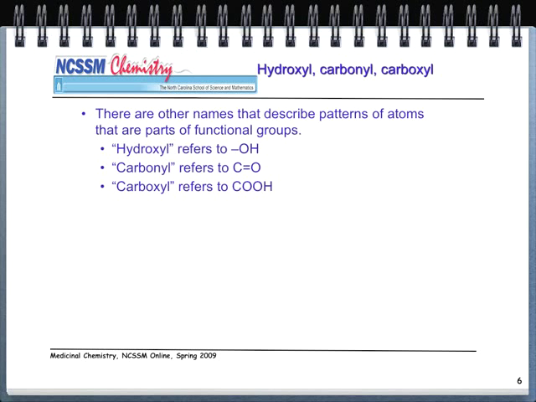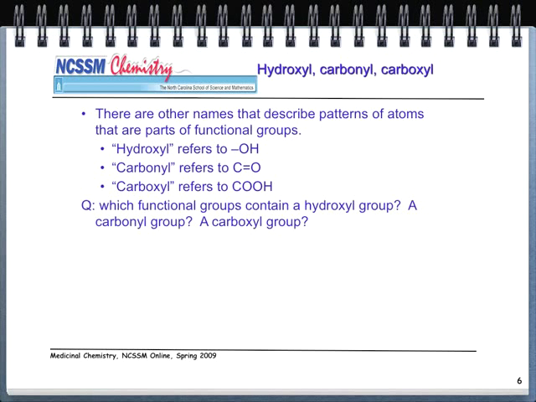Okay, there are other names that describe patterns of atoms, as you've already gotten a little taste of. Anytime we see an OH group, we call that a hydroxyl group. That refers to an alcohol. A carbonyl, as I just mentioned, is a C double bonded O, and a carboxyl group refers to the COOH. Now you have to recognize that the first CO there is a carbonyl, so it's a C double bonded oxygen, and then there's an OH group, or a hydroxyl group, attached to the carbon.